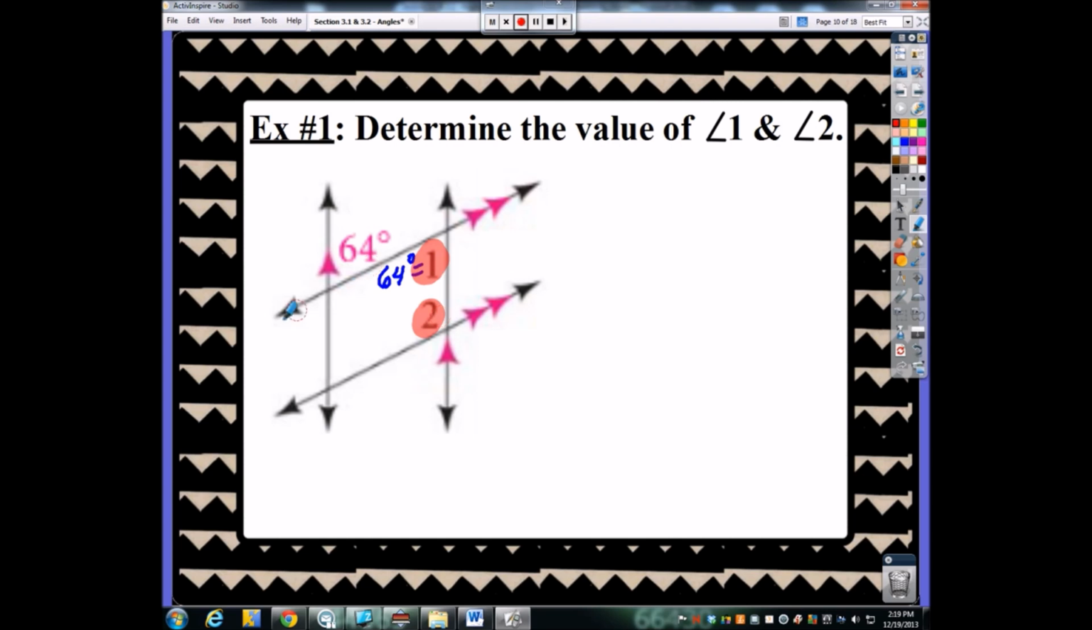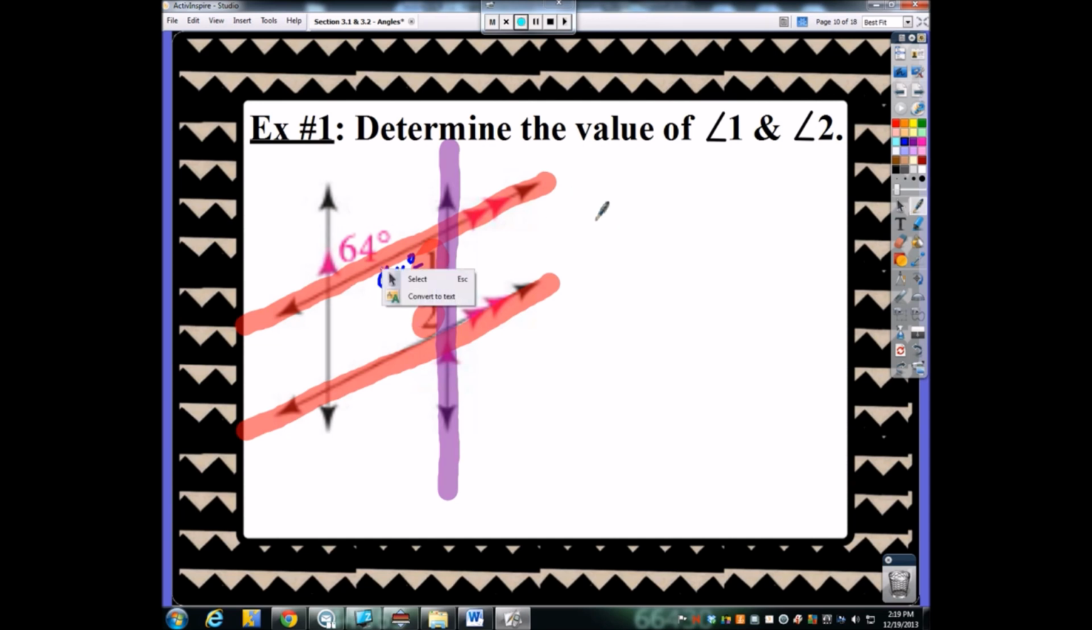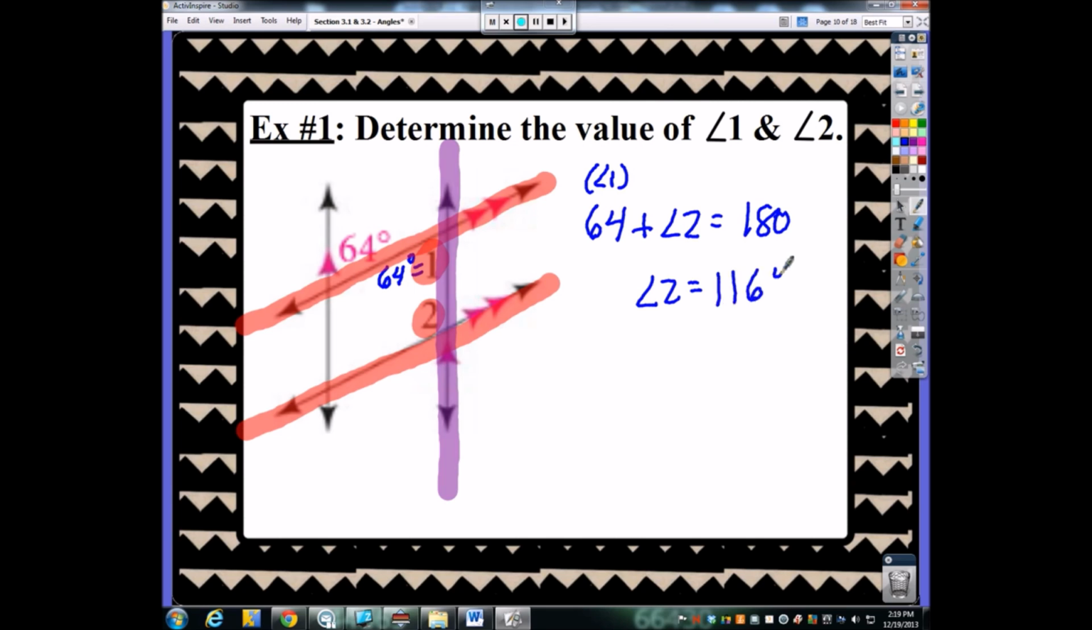Angles 1 and 2, if we use these parallel lines, the other set, and we use this line as our transversal, they're same side interior angles. And we mentioned earlier that same side interior angles in the presence of parallel lines are supplementary. So we know that angle 1, which is 64 degrees, put this in parentheses right above it, plus angle 2, which is what we want to figure out, must equal 180 degrees. So if we subtract 64 degrees over, we get that angle 2 must be 116 degrees.